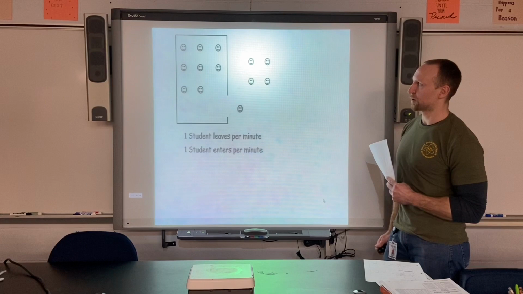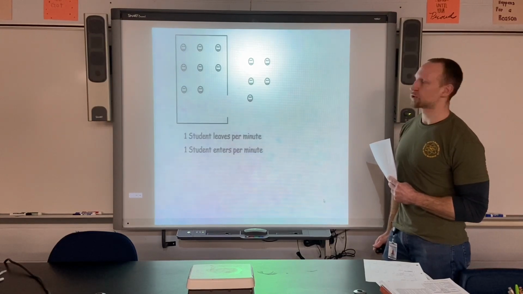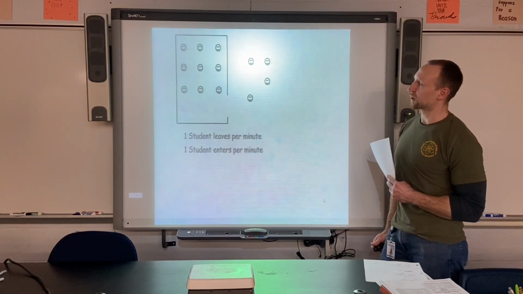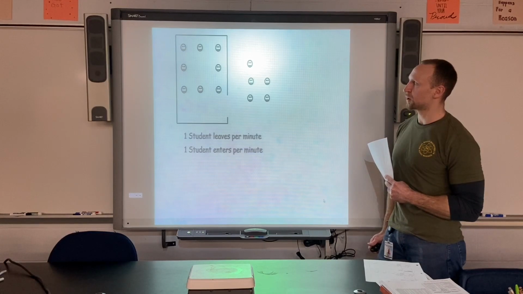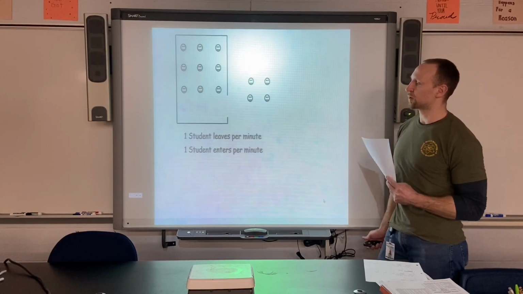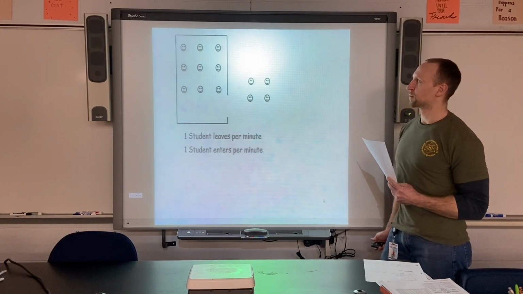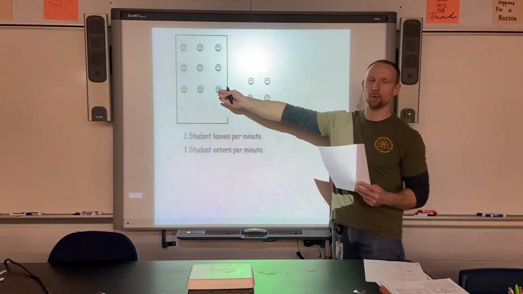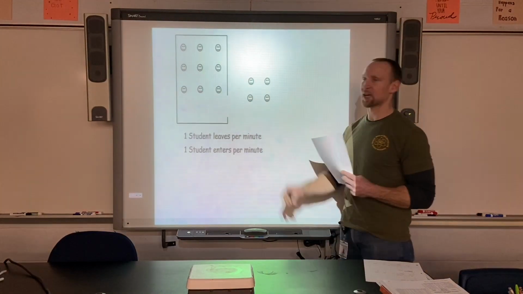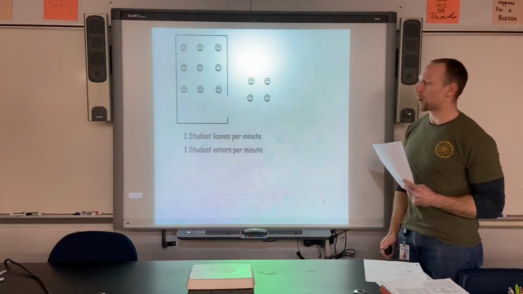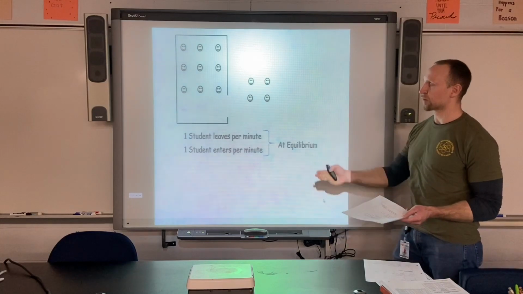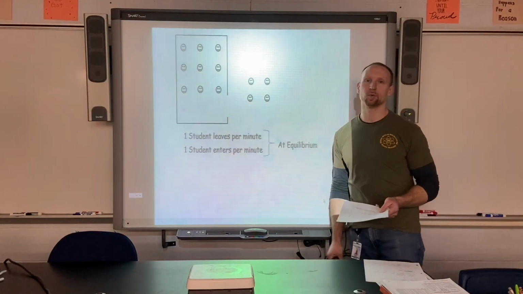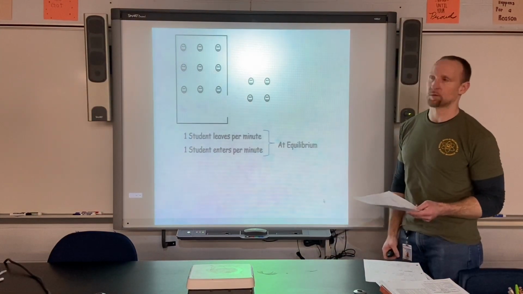What's going to happen to my amounts of students in the classroom and in the hall? Every minute a student leaves, every minute a student comes in, and if this keeps going on, look what happened. Didn't change. My number of students in the classroom is the same as my number of students out in the hallway. This is what we call a system at equilibrium. Rate of the forward reaction equals the rate of the reversible reaction, so there's no observable change.